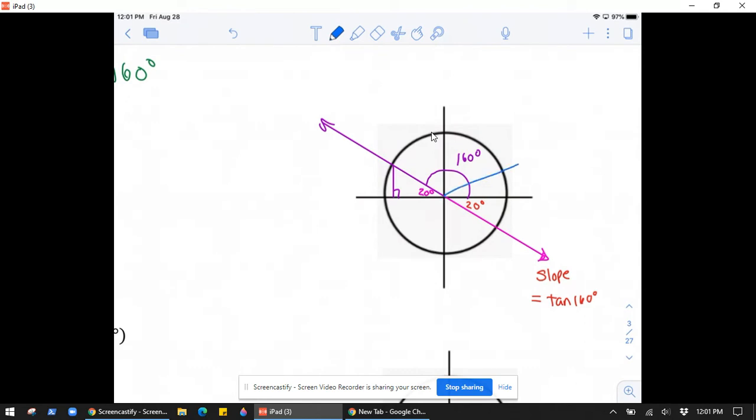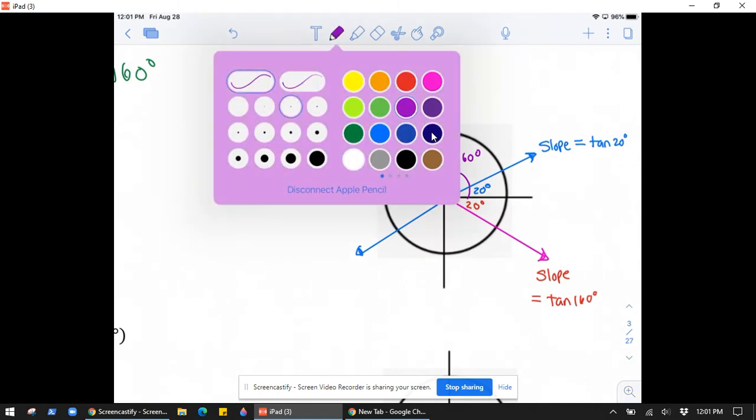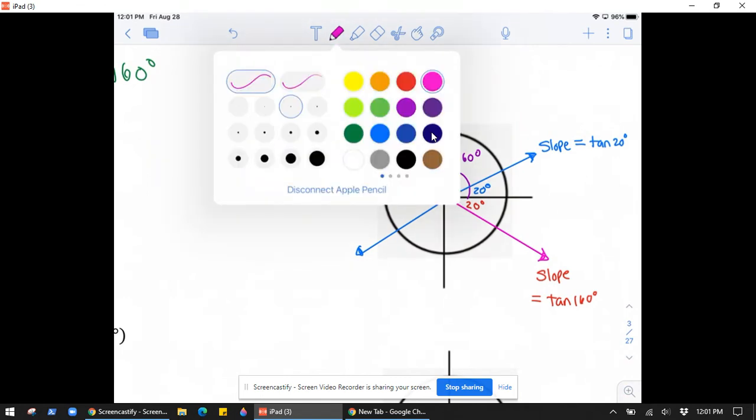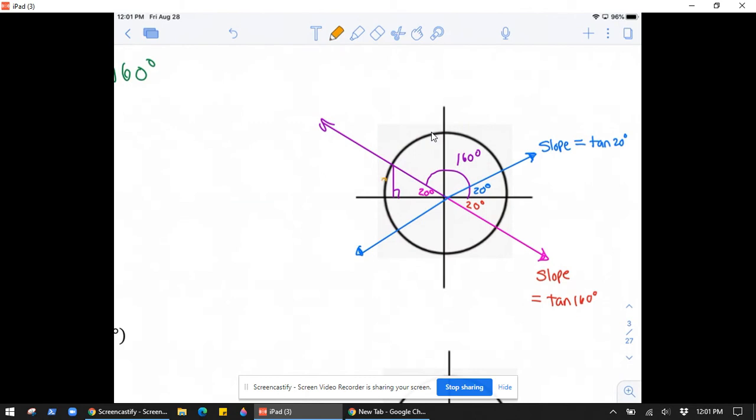So let's see how we can make these equal. 20 degrees would be here. So the slope of this line is equal to tangent of 20 degrees. Now that's a positive slope, and whatever the slope of this line is here, I'm going to just put in some numbers. Let's just call this A and this B, so that's A over B, which is also the slope.